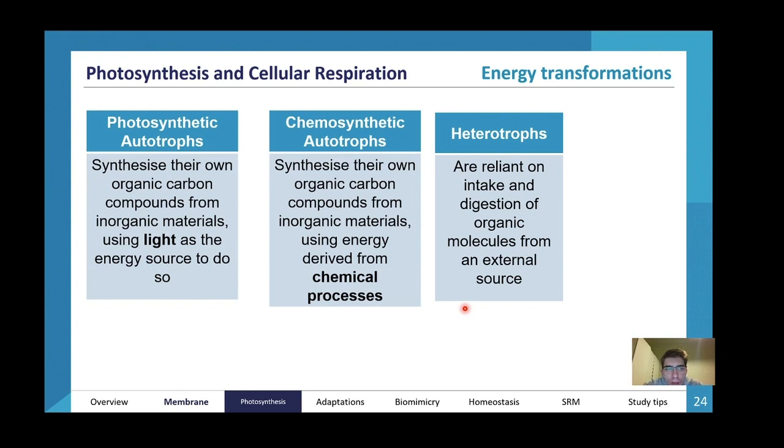So, let's start with photosynthetic autotrophs. They synthesize their own organic carbon compounds from inorganic materials, using light as the energy source to do so. Then we have chemosynthetic autotrophs, which synthesize their own organic carbon compounds from inorganic material, using energy derived from chemical processes. So photosynthetic ones derive energy from light, chemosynthetic ones derive energy through chemical processes, and heterotrophs are reliant on intake and digestion of organic molecules from an external source.